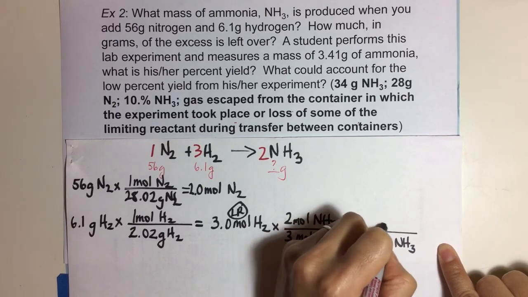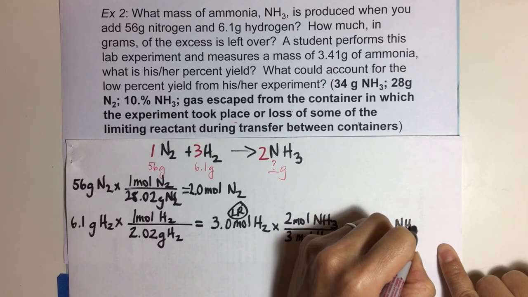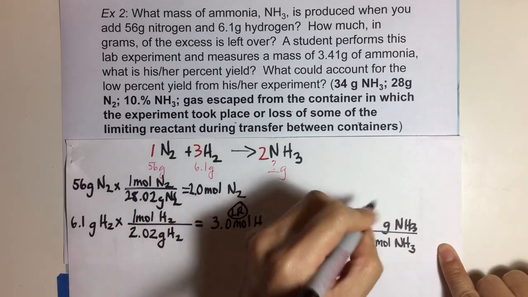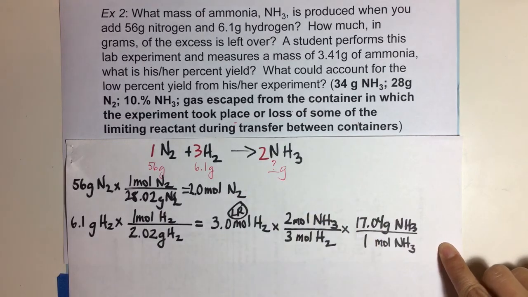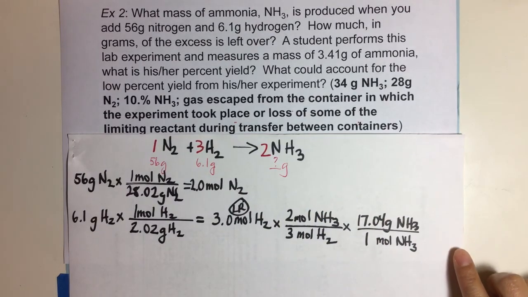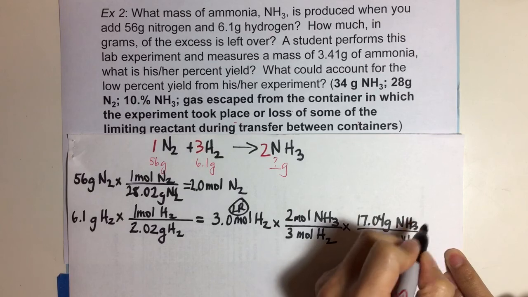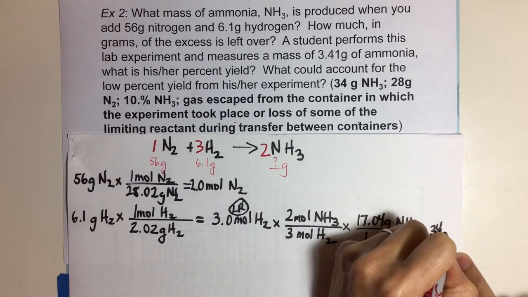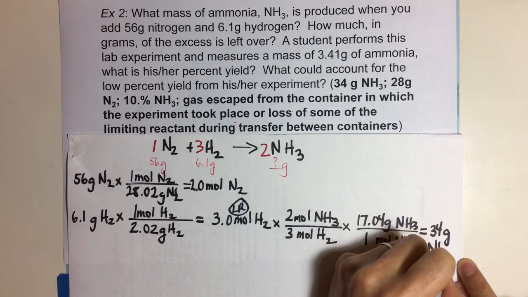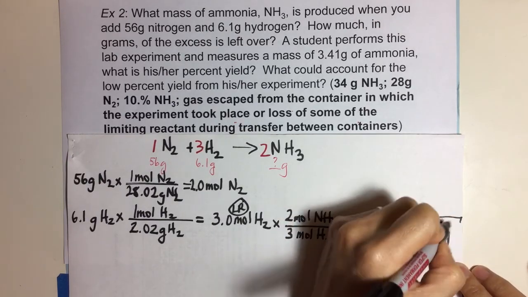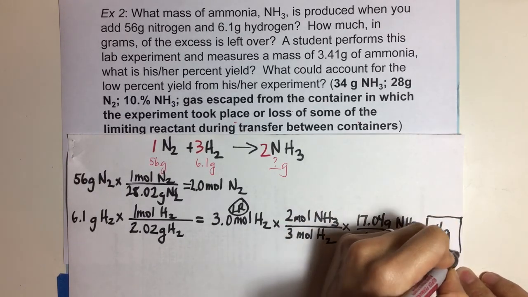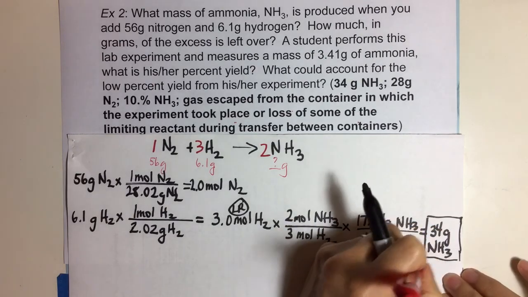Gram is the measuring unit in the lab, so that's why we like to convert it to grams. So using the molar mass of 1 mole of ammonia, we can convert however many moles into grams. And the final answer is 34 grams of ammonia. And again, I remind myself that this is my theoretical yield, okay? So I'm going to write down theoretical.